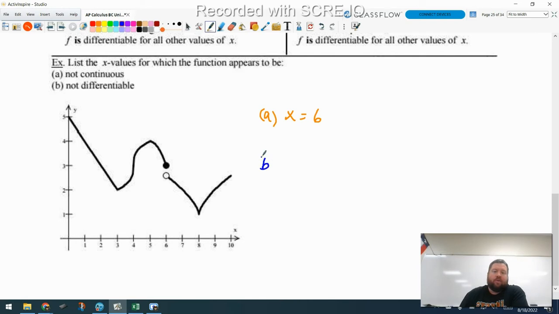Not differentiable. I'm looking for the 4 things up there. Right here, I see a sharp turn, so that's x equals 3. And I'm going to write my explanation out here. Right here, that looks like a vertical tangent line.